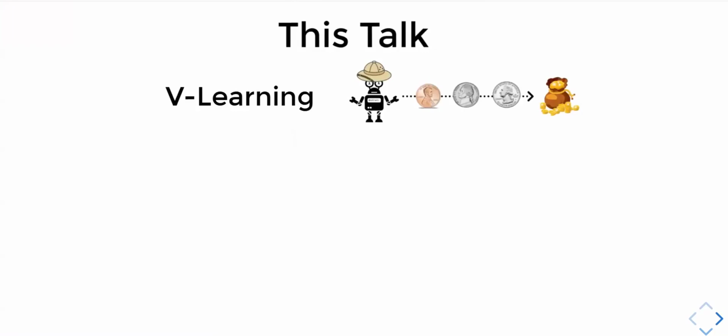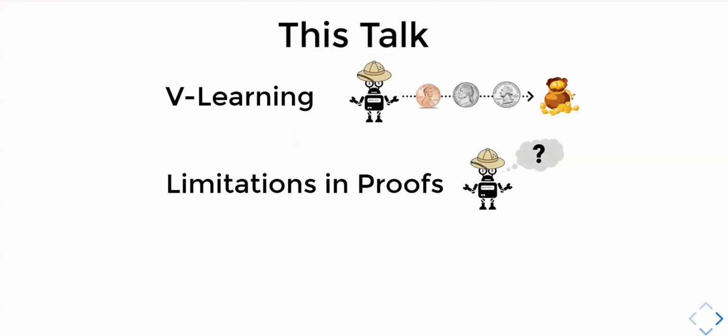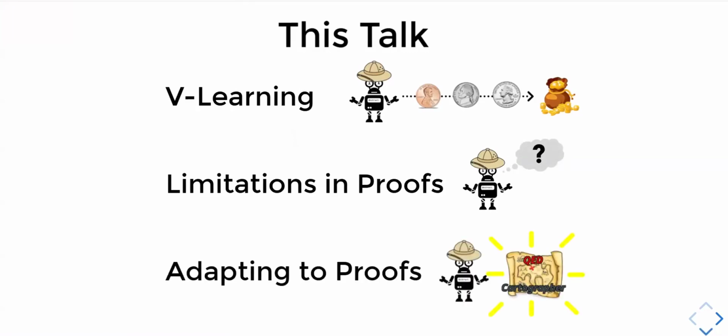When I talk about reinforcement learning here, I'm specifically talking about V-learning, which is a strategy for figuring out the value of states in a state space. So for most of this talk, I'm going to talk about V-learning in general, how it works in theory, what its limitations are in the proof space, and then how we can adapt it to work really well with proofs.